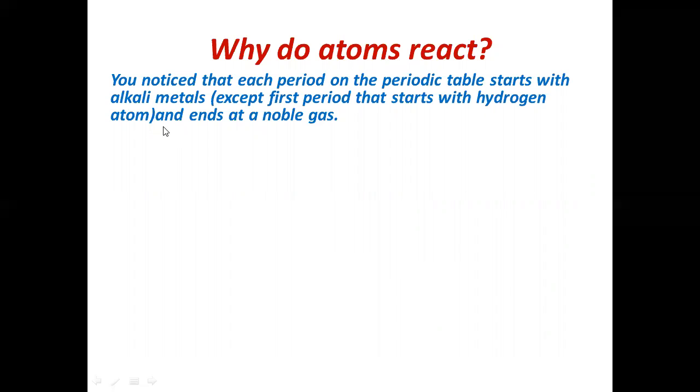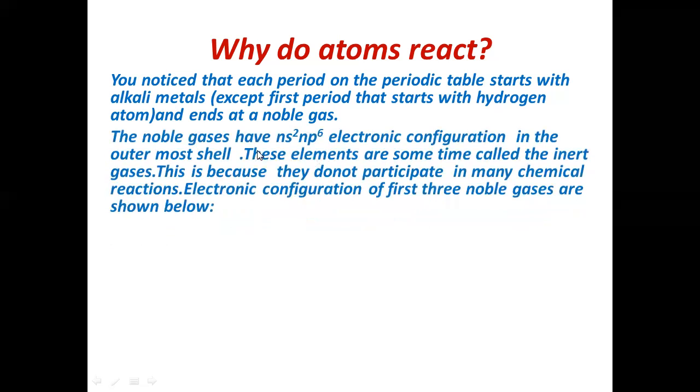Dear students, you notice that each period on the periodic table starts with alkali metals. Group 1A metals are called alkali metals, except the first period, which starts with the hydrogen atom. You know that the first period of the periodic table is composed of hydrogen and helium. Hydrogen is present in group number 1A, while helium is present in group number 8A, and ends at a noble gas. Except the first period, all the other periods start from alkali metals and end with the noble gases.